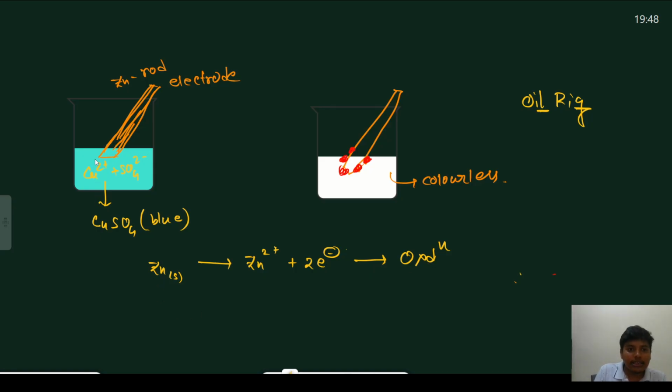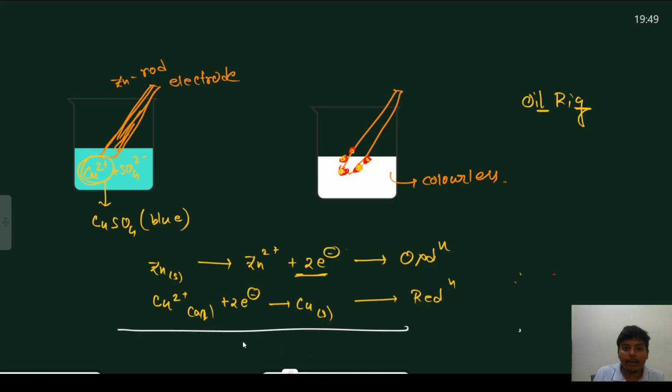And copper is in Cu2+, right? So Cu2+, which is in aqueous state, takes these two electrons and becomes copper. The brown color substance you are seeing is copper, copper metal. So this reaction is a reduction reaction. What is the overall reaction here? Zn plus Cu2+ gives Zn2+ plus Cu. Now Cu2+ color is blue, but Zn2+ is colorless. Understood?